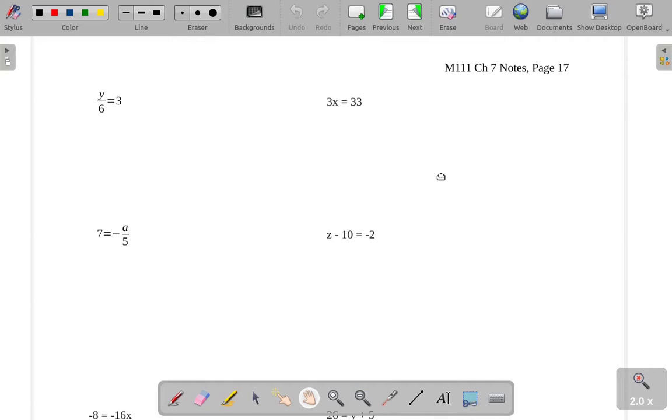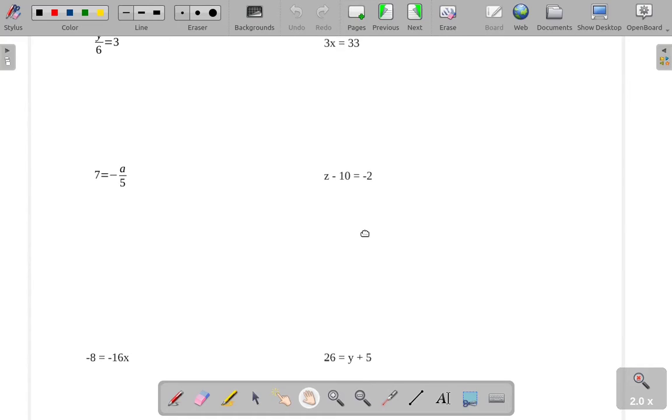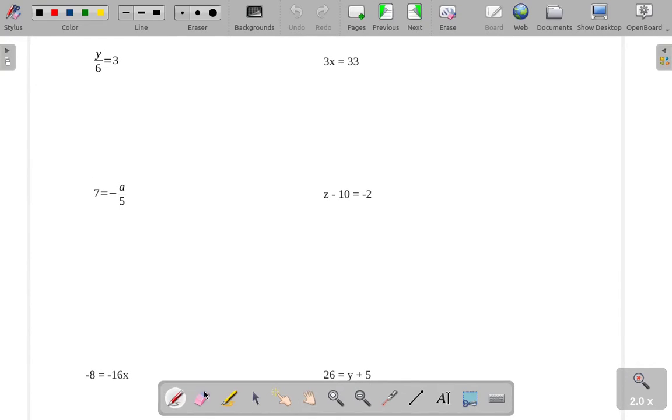So we've already seen that addition and subtraction are inverse operations. You can undo addition with subtraction. You can undo subtraction with addition. You can also, multiplication and division are inverses. So in this first example, we have y divided by 6 equals 3.